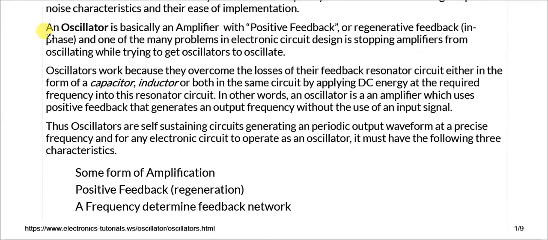An oscillator is basically an amplifier with positive feedback or regenerative feedback, that is the feedback signal is in phase. This feedback we have already discussed in detail in the classroom lectures. One of the many problems in electronic circuit design is stopping the amplifier from oscillating, while here we are trying to get oscillators to oscillate.